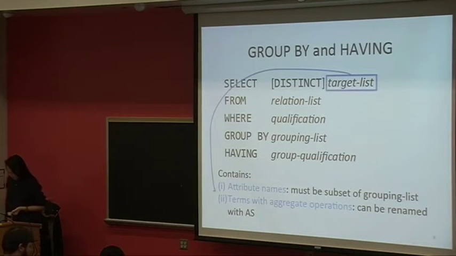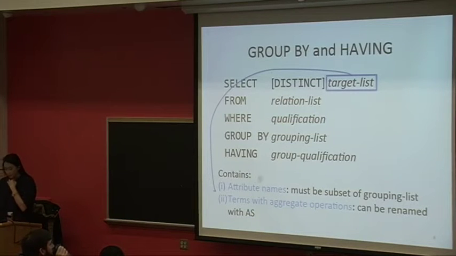So when you're using GroupBy, there are a few things that you want to pay attention to. For example, the select list can contain attribute names and terms with aggregate operations. The attribute names must be a subset of the grouping list. Grouping list right here, I'll show you how it is later. And also the terms with aggregate operations, like minimum, maximum, average, counting, summation, all those things.